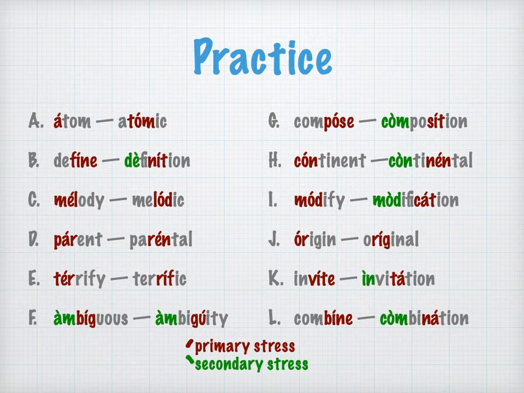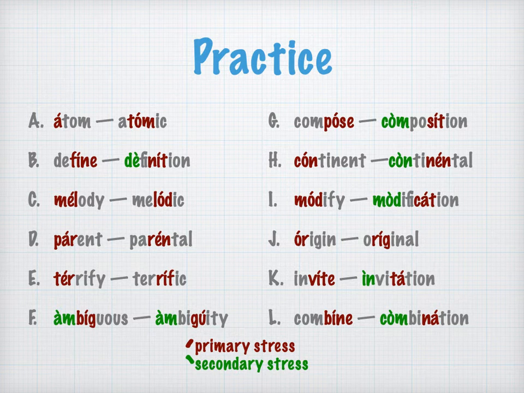Melody. Melody has stress on the first syllable. Melodic has stress on the second syllable. Parent has stress on the first syllable, but parental has stress on the second syllable. Terrify has stress on the first syllable. Terrific, stress on the second syllable.